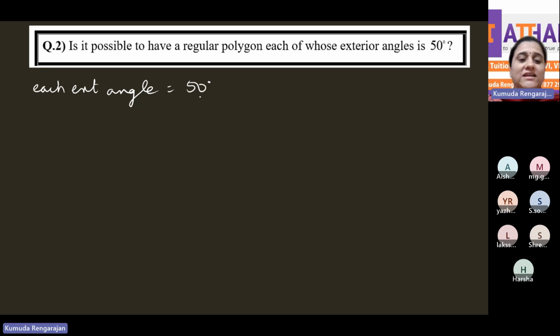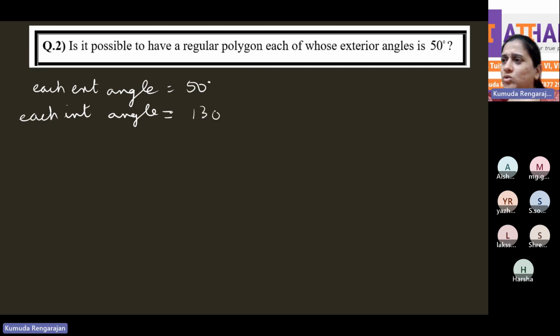If each exterior angle is 50 degrees, then what will be the measure of each interior angle? 180 minus 50, right? 180 minus 50, 130 degrees, yes or no? If each exterior angle is 50 degrees, then the interior angle will be 180 minus 50, 130 degrees.